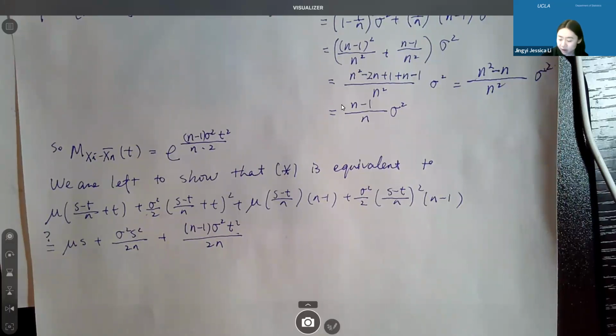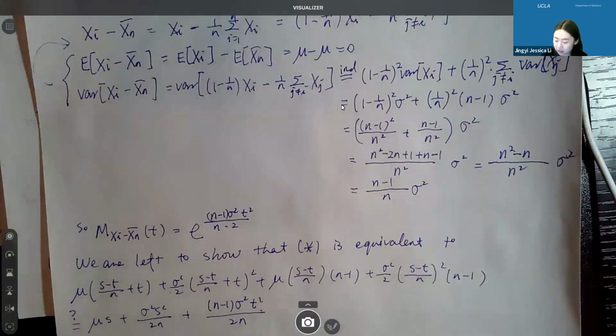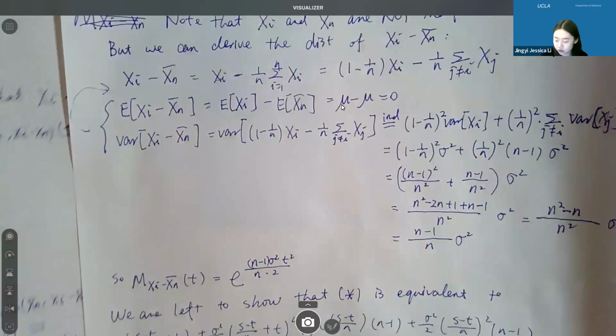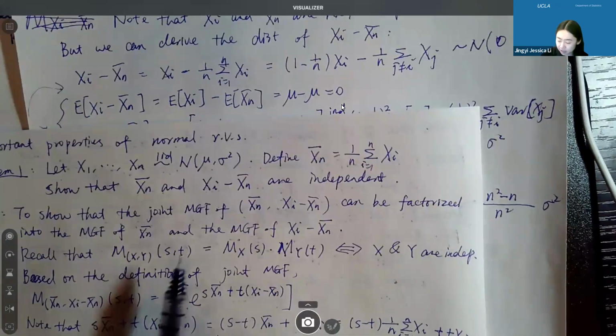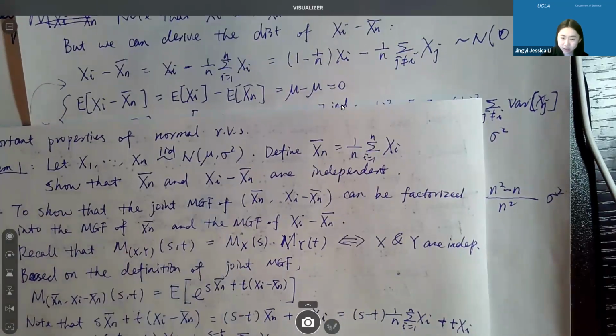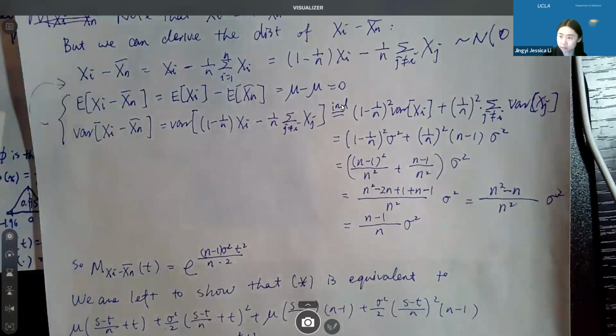But try to stay clear and don't be overwhelmed by the details, especially the algebra in the proof. What we really try to show is this independence. And we use the technique that the joint Mgf can be factorized. That's the key, and everything else is just algebra.